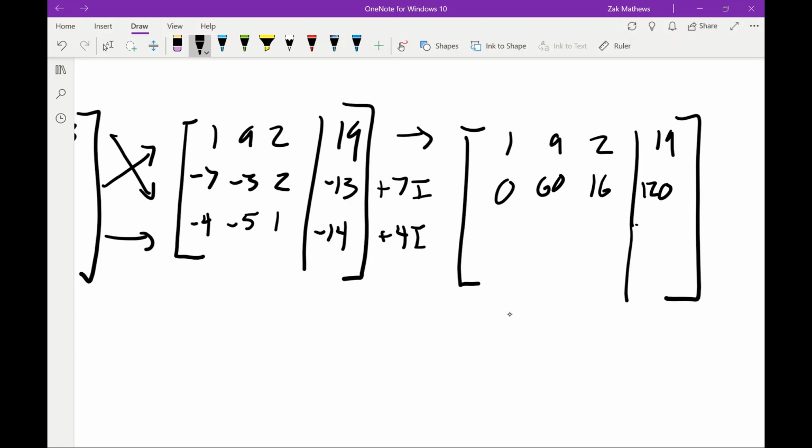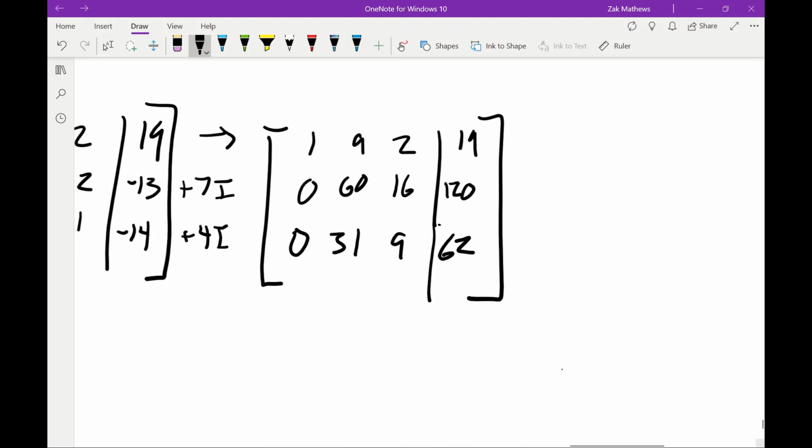The next row, we're going to do 4 times the first row. So -4 plus 4 times 1 is 0, as desired. -5, and then 4 times 9 is 36. And so if we have -5 and 36, that would give us 31. 1 and 8 is 9. And then -14, and then 4 times 19. So again, let me use my calculator here. -14 plus 4 times 19 is going to give me a 62.